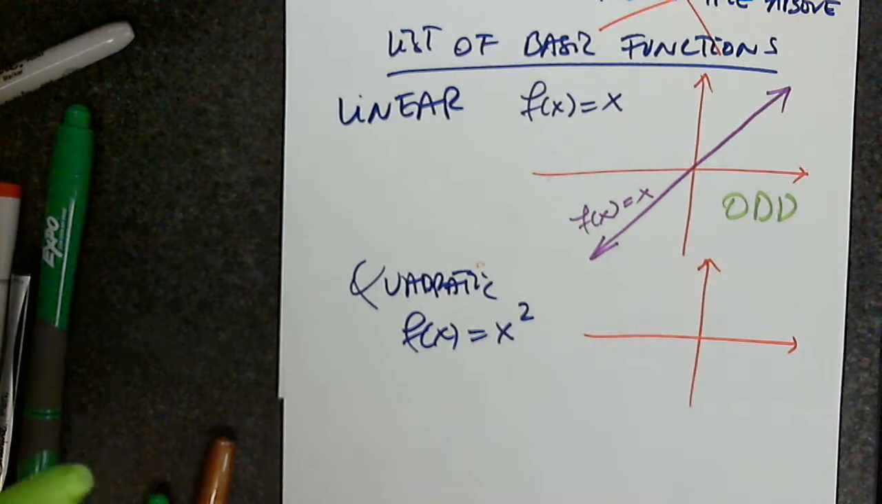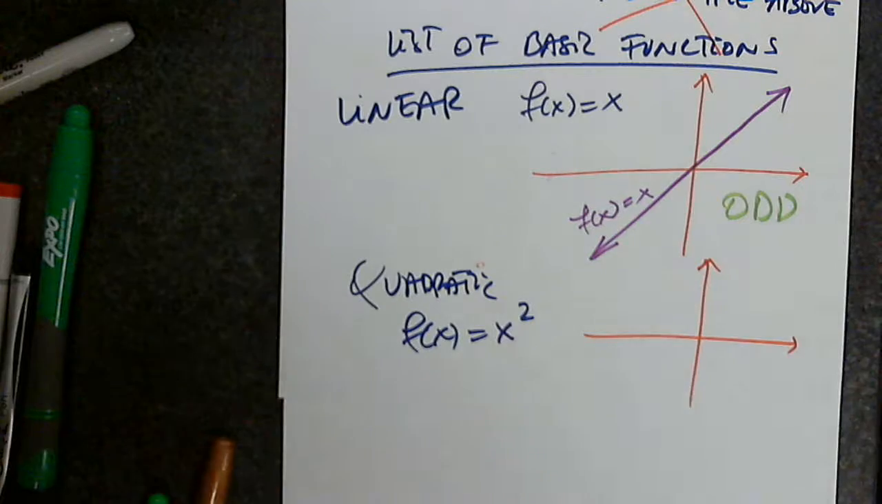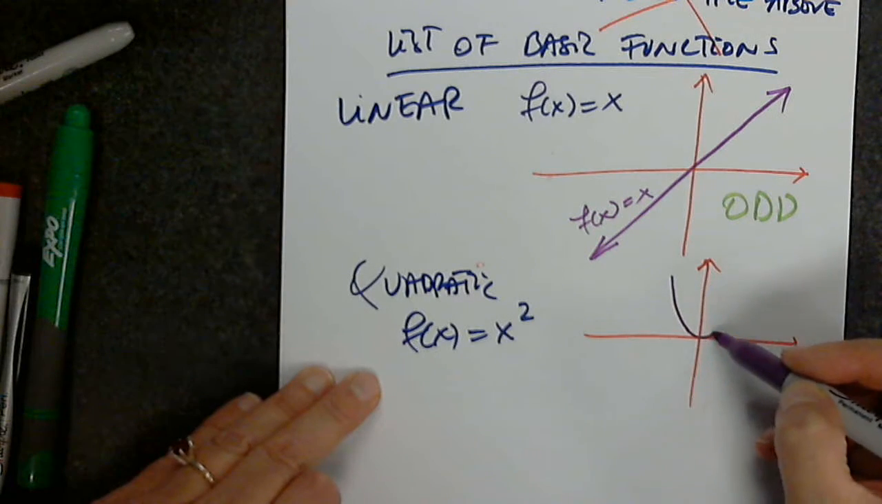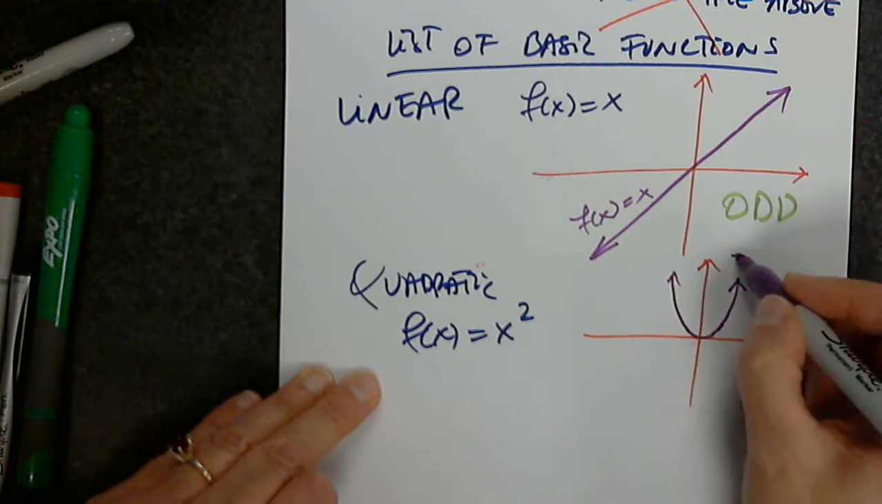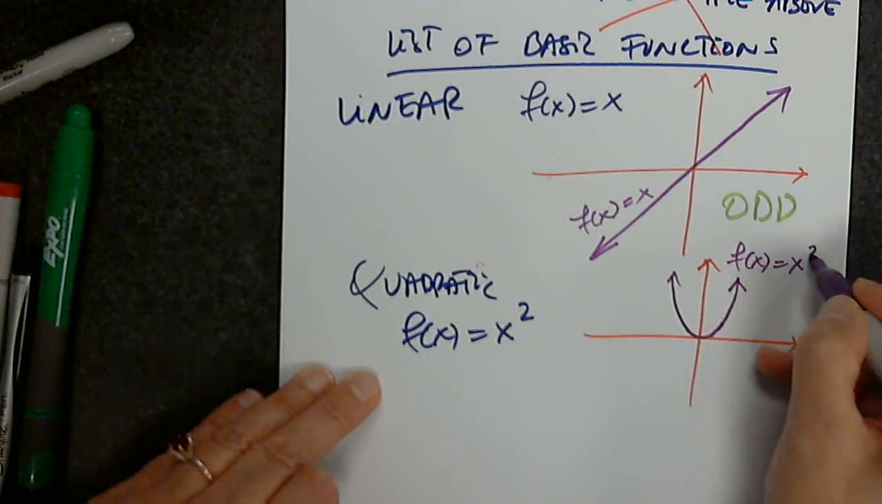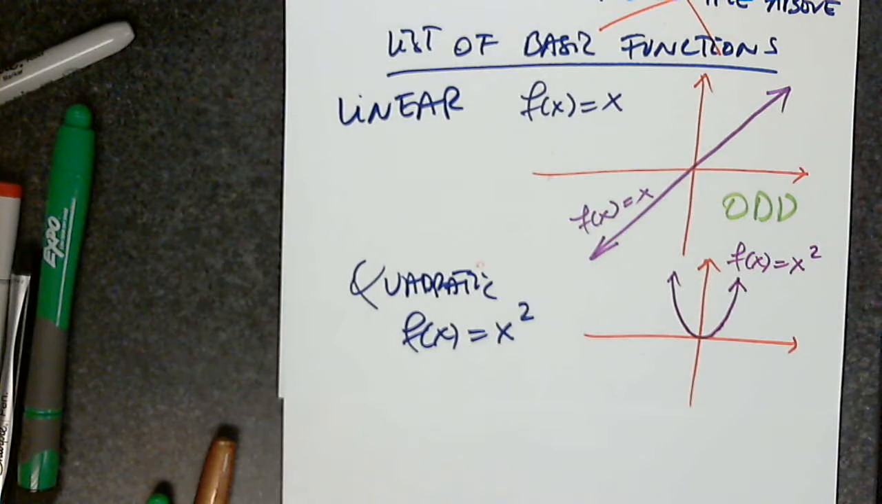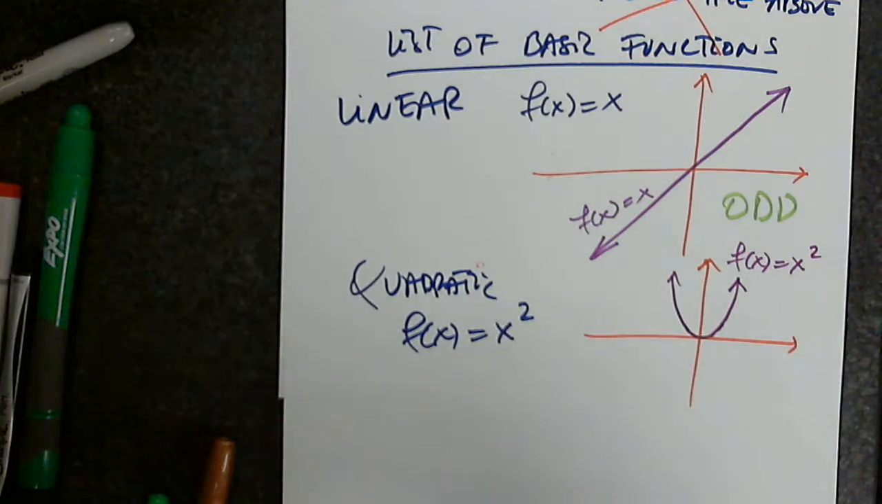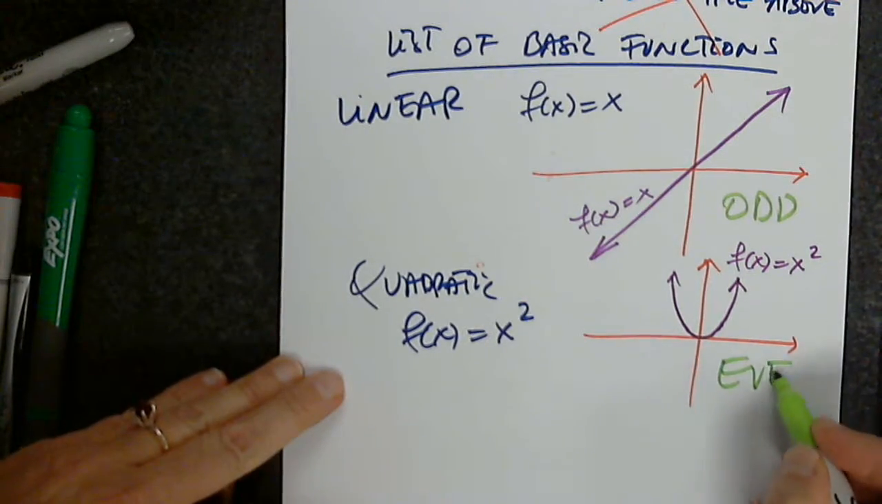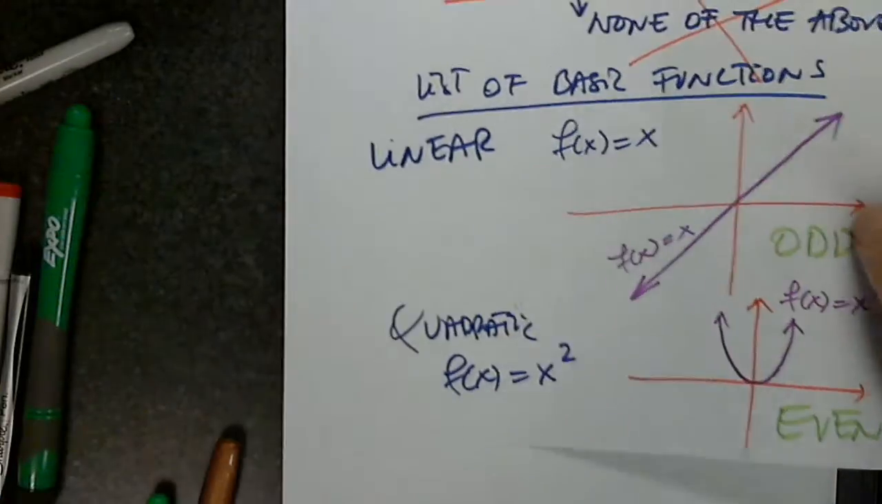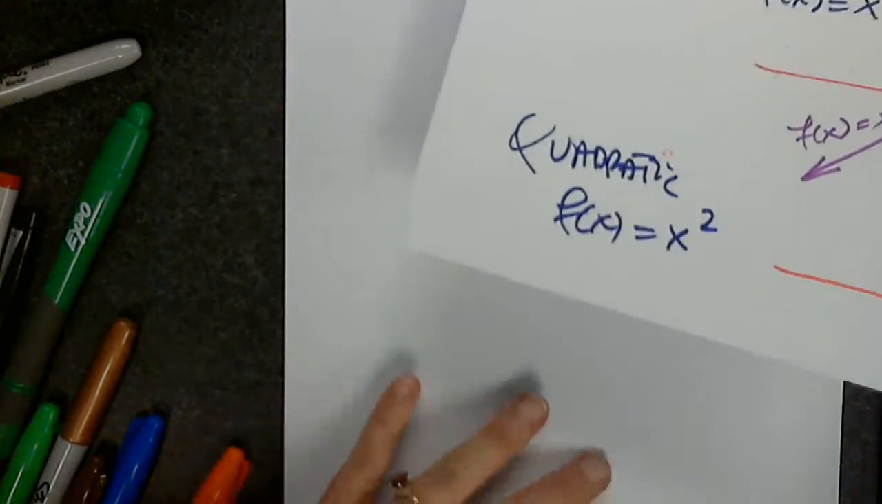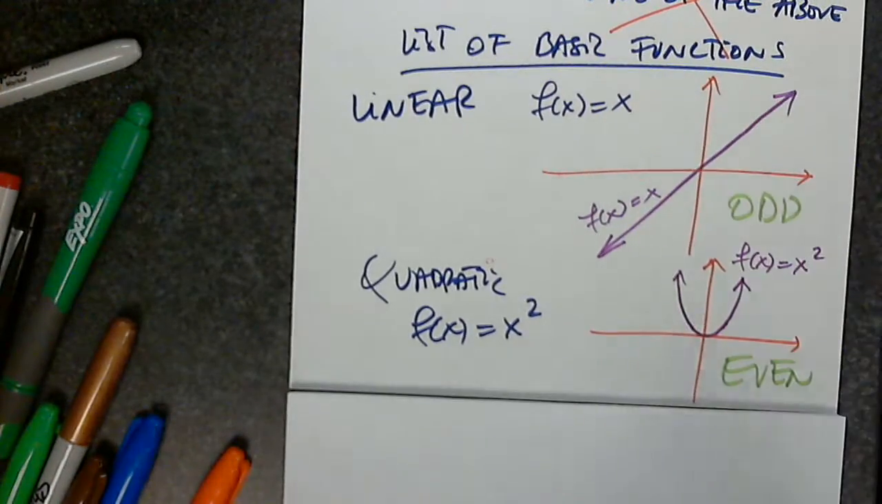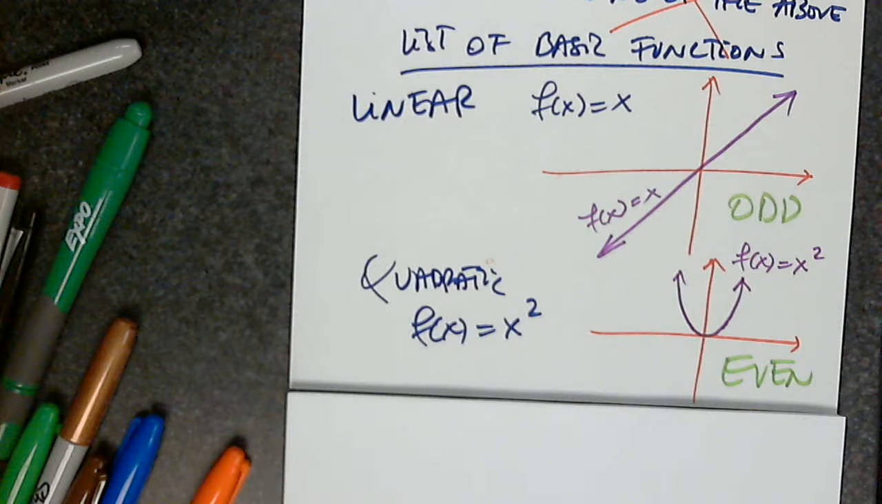Here's the quadratic function. F of x equals x squared, and obviously the function is even. We already worked on it. Very good. We have to remember these functions. So when I say to you quadratic, you have to have this picture in your mind right away. When I say linear, you have to have that in your mind.